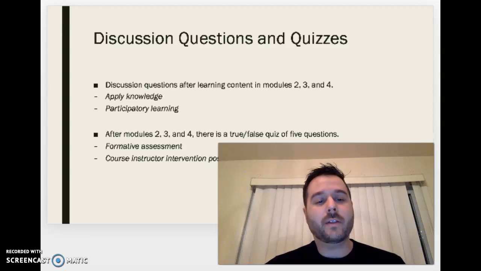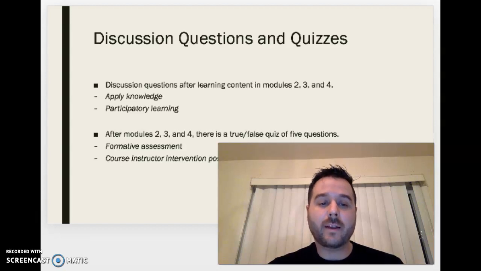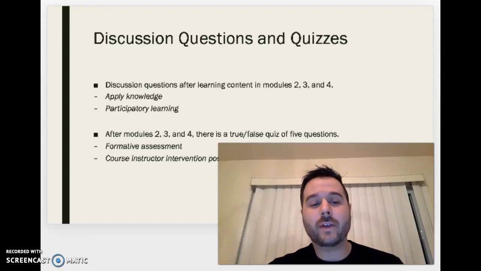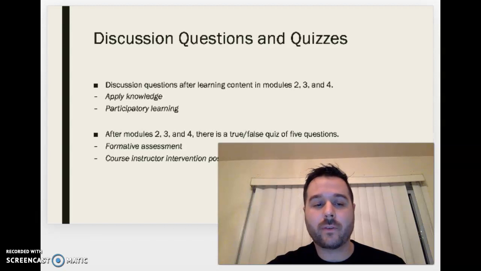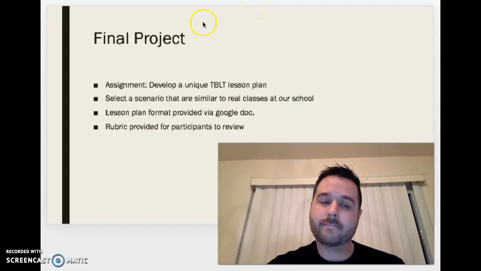Each module ends with a 5-question true-false quiz. This quiz is an opportunity for the participant to revisit learning. It also serves as an opportunity for the instructor of the program to monitor progress and step in if it's necessary. Canvas allows the instructor to analyze quiz results and compare among cohorts as one way to evaluate the effectiveness of the course.